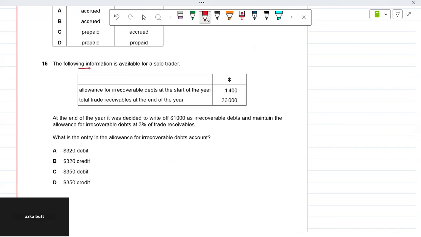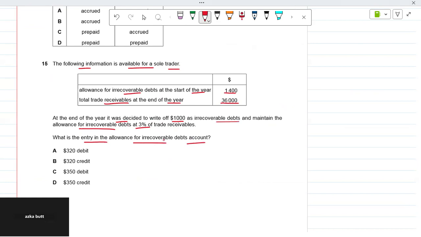Okay, so the following information is available for a sole trader. Allowance for recoverable debts at the start of the year, which is 1,400. Total trade receivable at the end of the year, which is 36,000. At the end of the year, it was decided to write off $1,000 as recoverable debts and maintain the allowance for recoverable debts, which is 3% of receivable. What is the entry in the allowance for recoverable debts account?